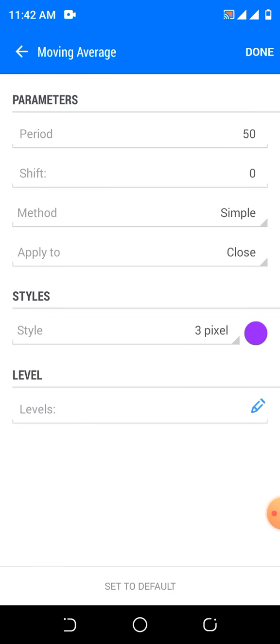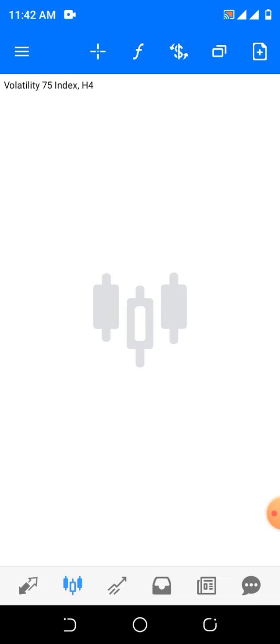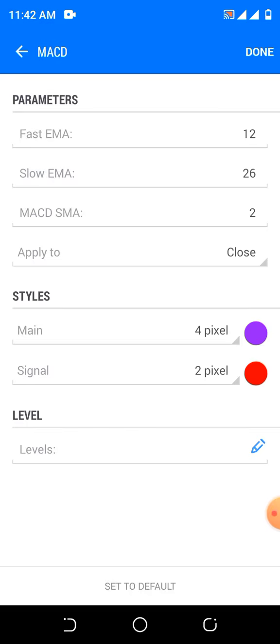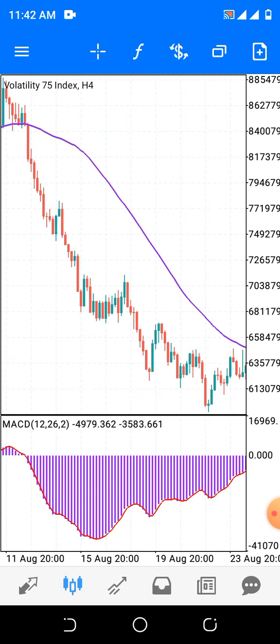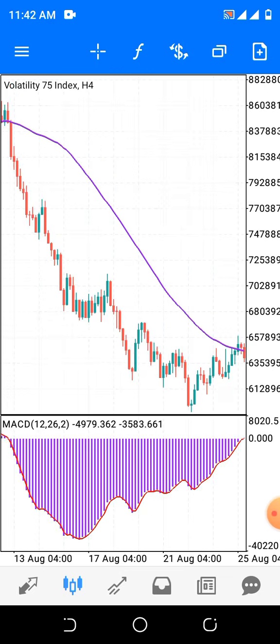Moving average period is 50, shift 0, method simple, apply to close. For style, use a color of your choice. For the MACD, the fast EMA is 12, slow EMA is 26, MACD SMA is 2, apply to close. For the style, choose the pixel and color of your choice. So this is all you need to make excess profit with this particular strategy.